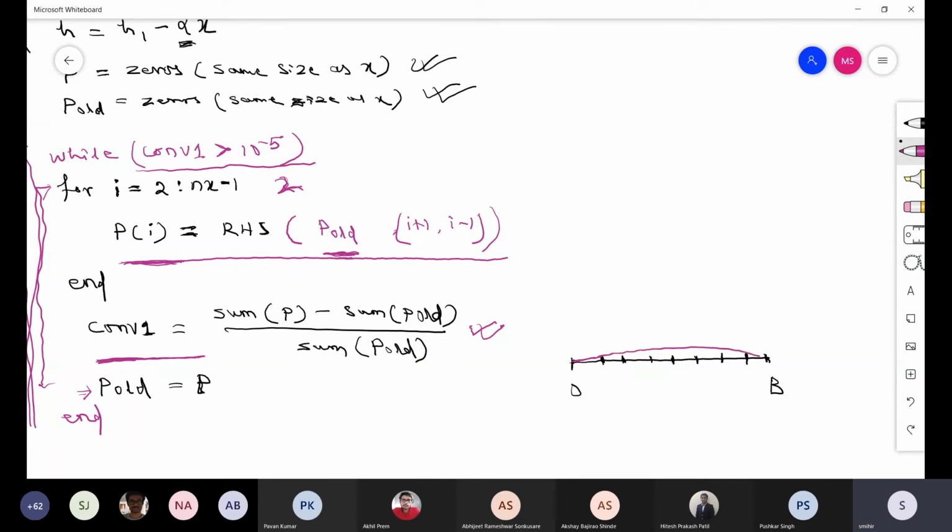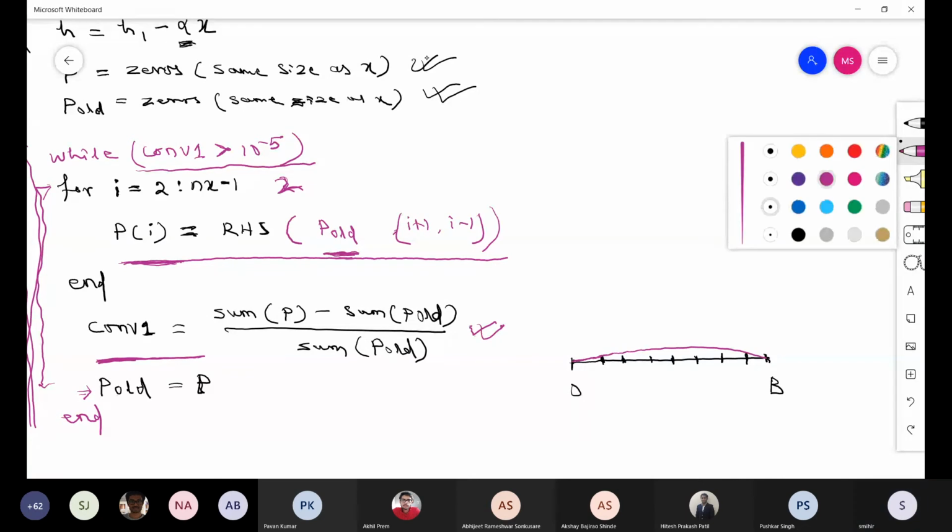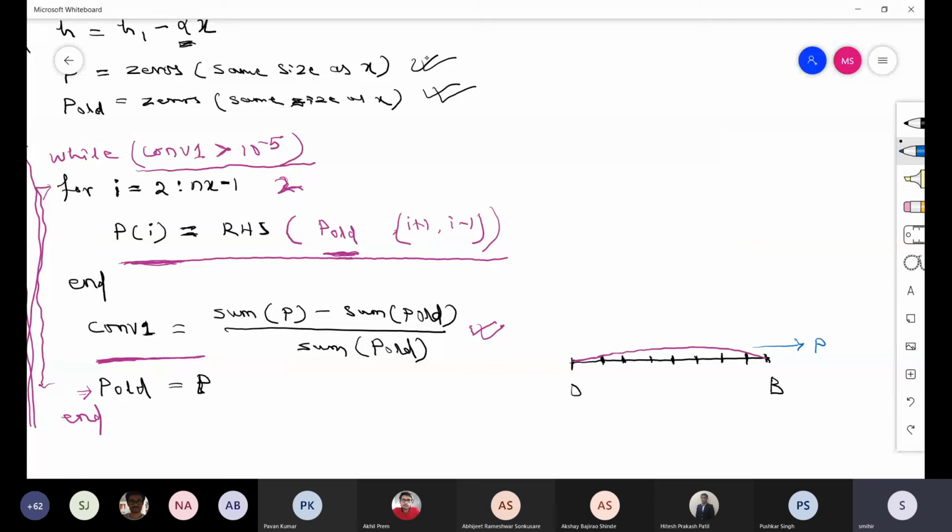This is the first iteration. Now this is the P, right? In the first iteration, I'm now assigning this P to P old. When I go to the second iteration, P will be calculated based on P old. In the third iteration, again I'm assigning this blue line to P. So it will go on like this.